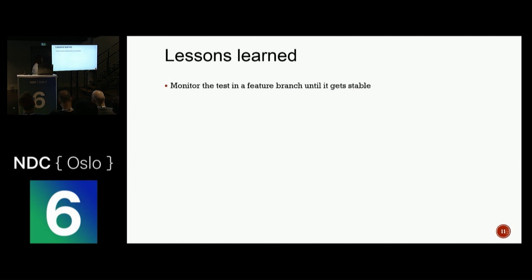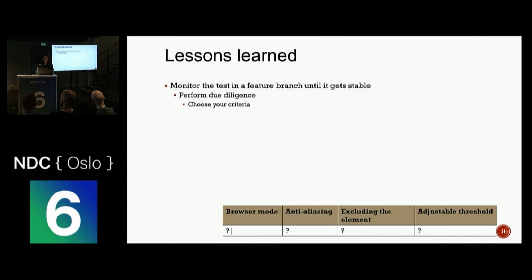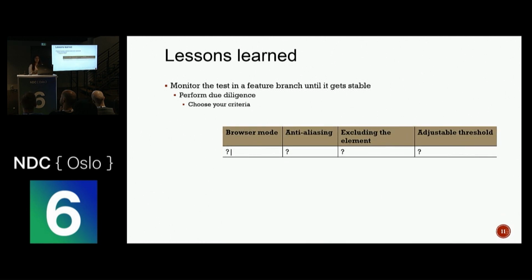And I'm just going to wrap up. For this sort of testing, the customization process is not really hard, it's really needed. You need to customize it to your own solution. So monitor the test in a feature branch until it gets stable. What do you have to do for it? You need to invest in performing proper due diligence between existing solutions, and for that, choose the right criteria.